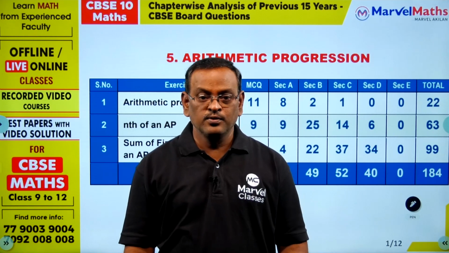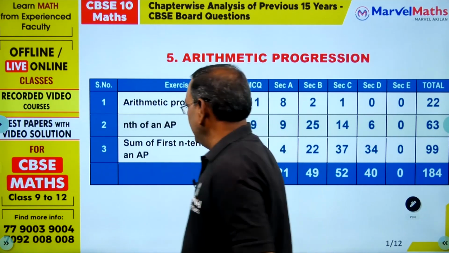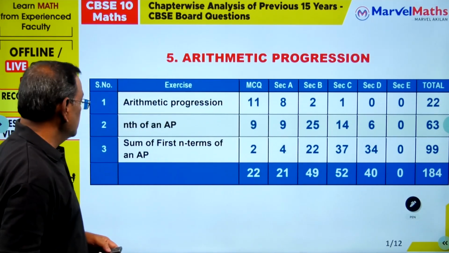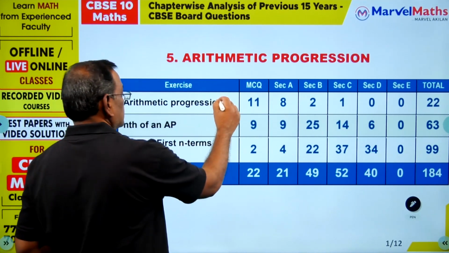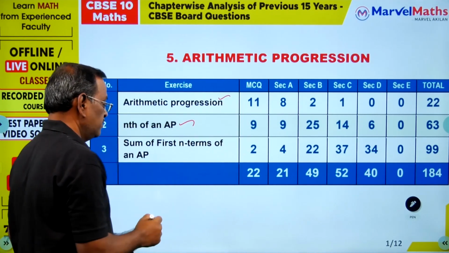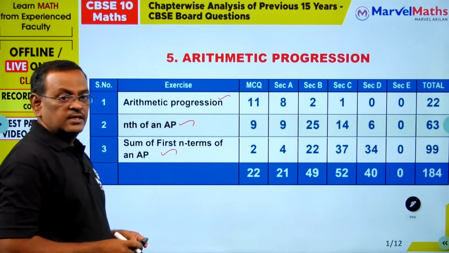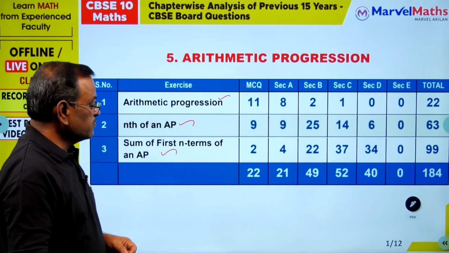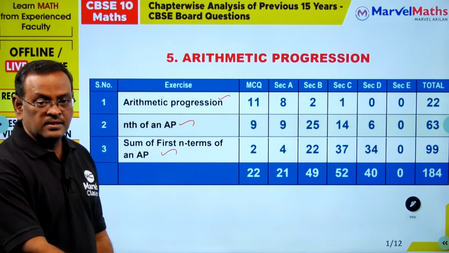Hello students, paper analysis of arithmetic progression from 2009 to 2013. There are three exercises as per the current syllabus. One is AP basic concept, second one nth term of an AP, and third one is sum of first n terms. You can expect questions from the first exercise.